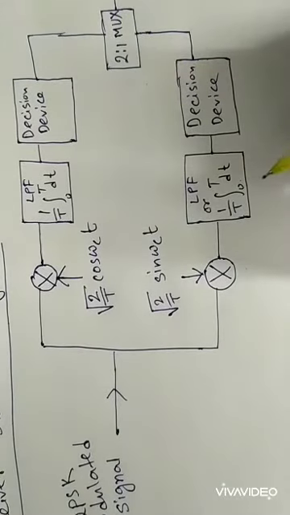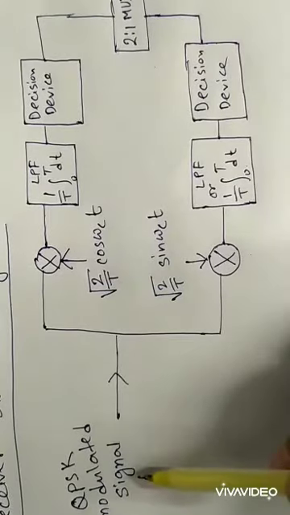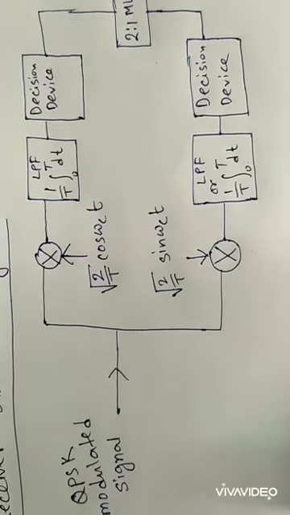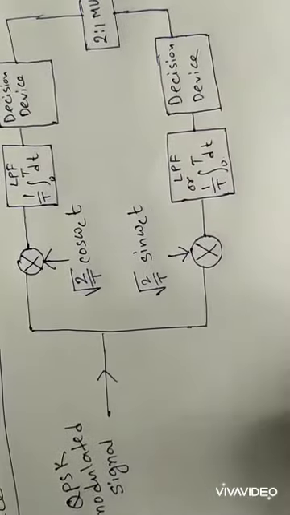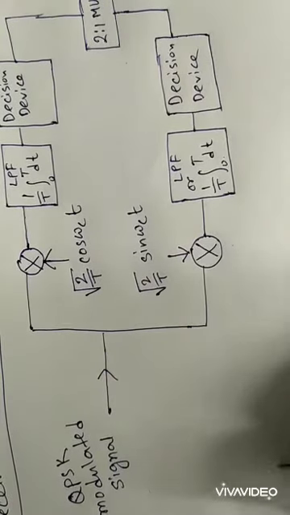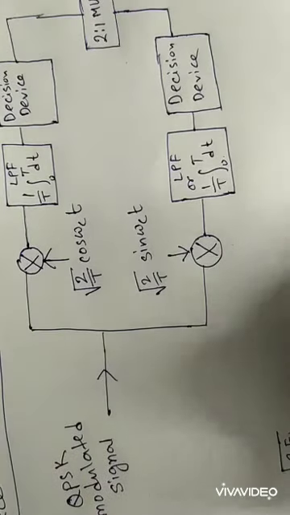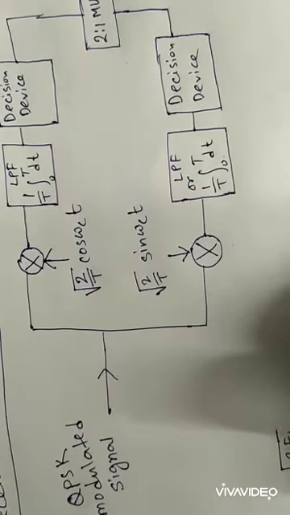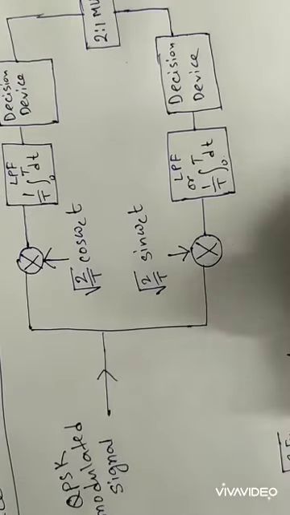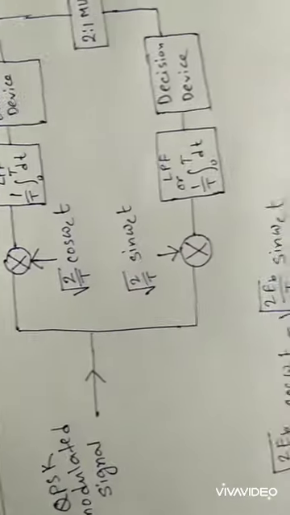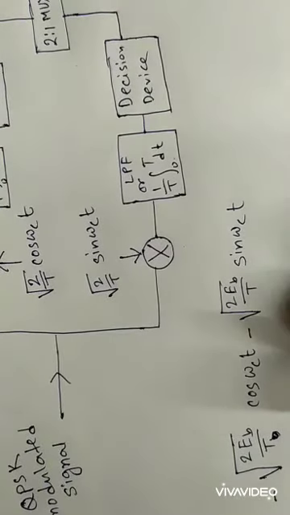Now suppose I consider the incoming signal is 0 0. That means the QPSK modulated signal for this 0 0 must be minus root over of 2 Eb by T cos omega ct minus root over of 2 Eb by T sin omega ct. So this is the incoming signal here.